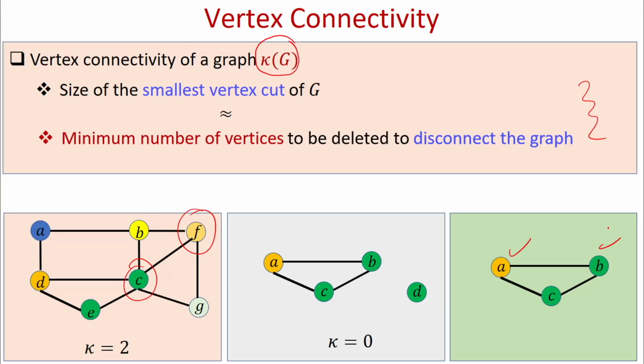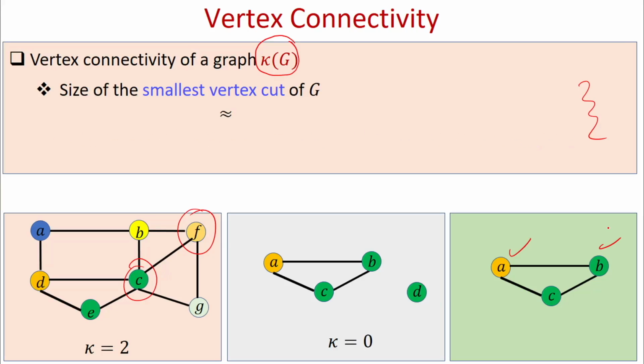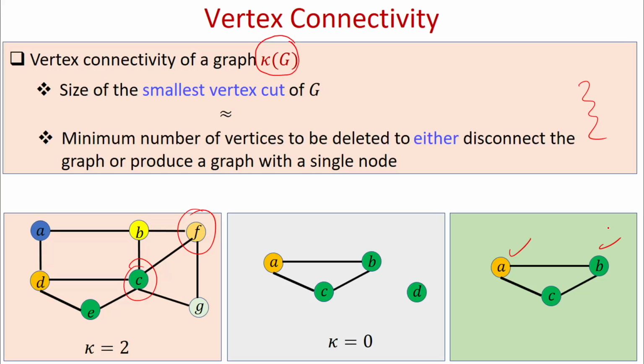So that's why, to take care of the special case of complete graph, I slightly change my definition of vertex connectivity, and my definition of vertex connectivity is the following. It is now the minimum number of vertices which need to be deleted to either disconnect the graph or produce a graph with a single node. This latter condition is to take care of the complete graph. Okay, so with respect to this new definition, the kappa or the vertex connectivity for this triangle graph will be 2.